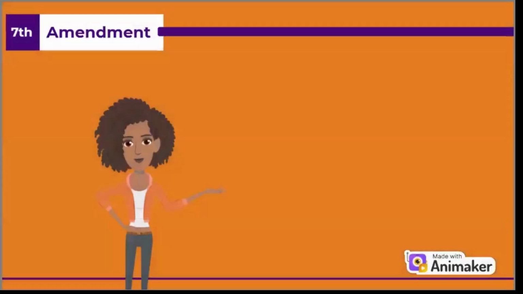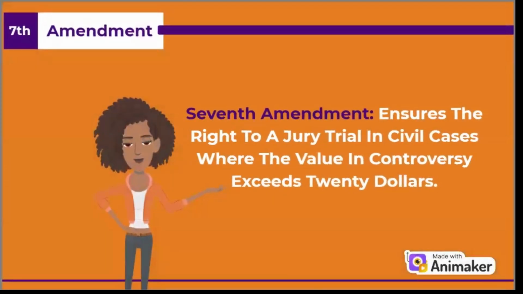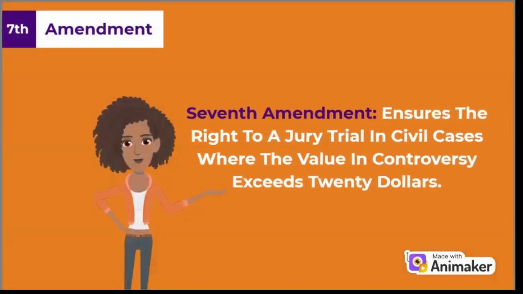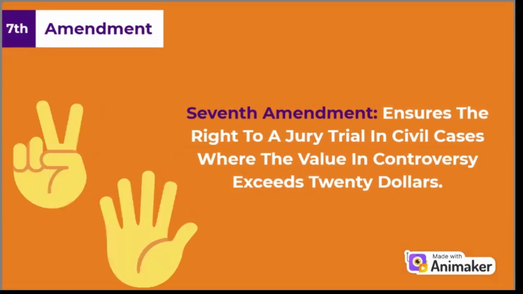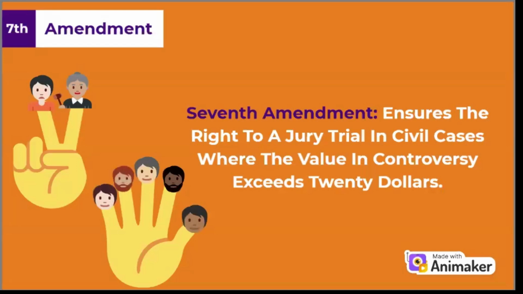The Seventh Amendment provides for the right to a jury trial in civil cases where the value in controversy exceeds $20. For this amendment, hold up both hands. With one hand, show 2 fingers. With the other hand, hold up all 5. The 2 fingers represent you and a judge. The other hand represents a jury. This will help us remember that the Seventh Amendment is a trial by jury.